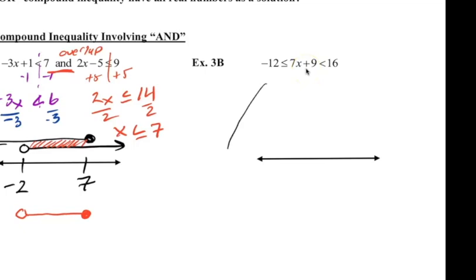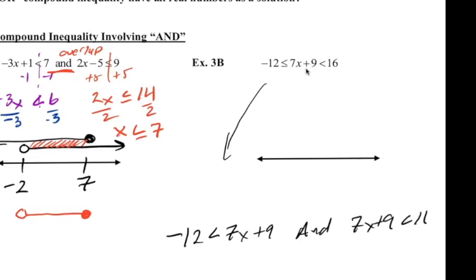If you really want, you could do it -12 is less than 7x plus 9, and 7x plus 9 is less than 16. So that's one way you could do it. You could just separate it. Do this left side, and then do this right side, and then solve it just like we did that one, and you're done.